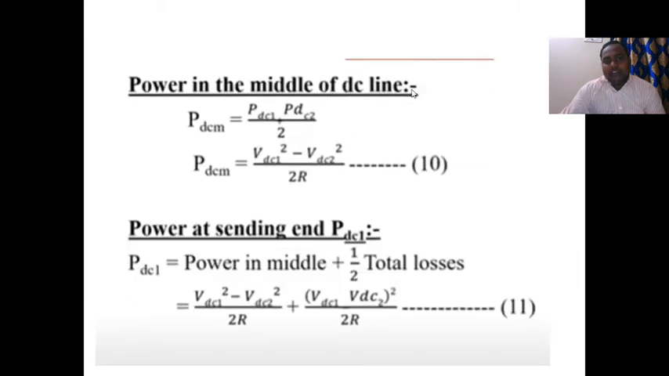Power in the middle of the DC line is equal to PDC1 plus PDC2 by 2. So overall we get PDC1 minus PDC2 by 2. So power in the middle of the line is equal to VDC1 square minus VDC2 square by 2R. Power at the sending end side is equal to power in the middle plus half of total losses. Substitute the values of power in the middle and total losses. We get VDC1 square minus VDC2 square by 2R plus VDC1 minus VDC2 whole square by 2R.